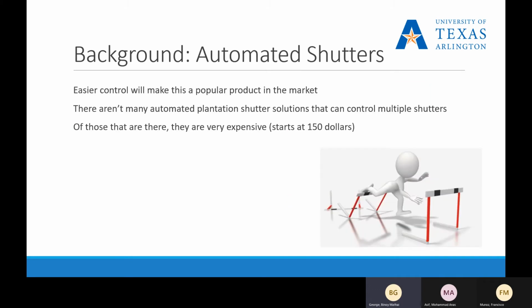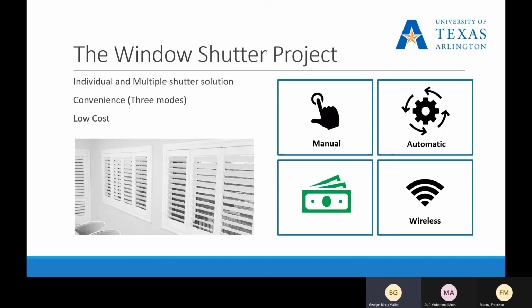Automating plantation shutters would therefore help tackle this problem and help make them a more popular alternative for people. Unfortunately, there aren't many automated multi-plantation shutter options in the market. Of the few that are there, they're quite expensive, with the cheapest option starting at $150. So this is where the window shutter project comes in. Our project aims at designing an automated window shutter solution for controlling individual and multiple shutters. The shutter is motorized and can be controlled manually, automatically, and wirelessly. All this is done while keeping the production cost low, at about $20.